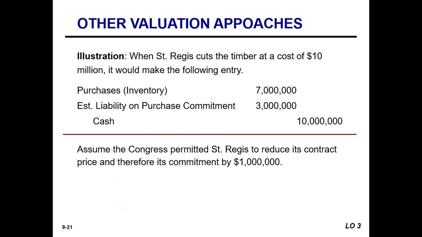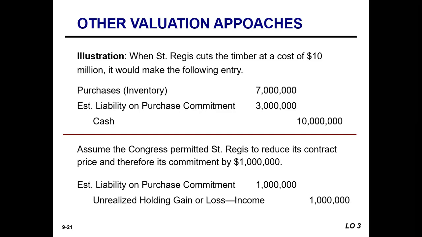And then in the next part of this, it says, assume the Congress permitted St. Regis to reduce its contract price and therefore its commitment by 1 million. So instead of having an unrealized holding gain or loss of 3 million in total, we would reduce the liability, we would reduce the loss. So debit the liability by 1 million, which again reduces that liability. Credit unrealized holding gain or loss, which then reduces that loss down to 2 million.